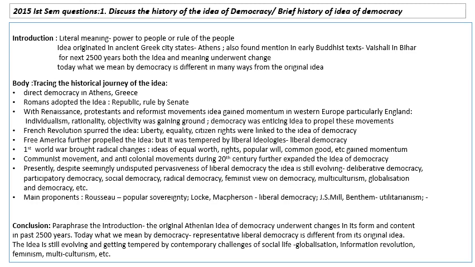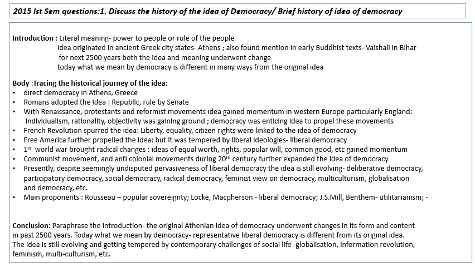Main proponents, you can write: Rousseau, who gave the concept of popular sovereignty; Locke, the liberal idea; Macpherson, liberal democracy; J.S. Mill and Bentham, who gave utilitarianism; and a host of others. If you can write their names and some concept, it will help. In conclusion, you should paraphrase the introduction.